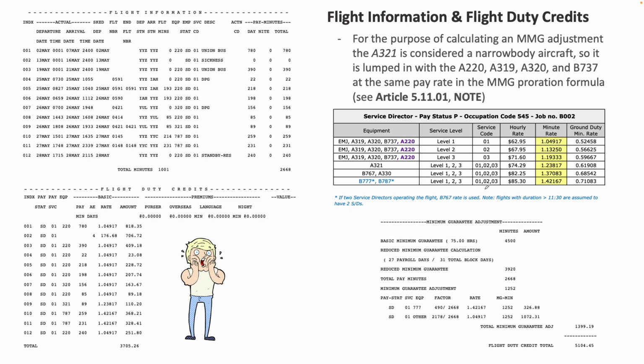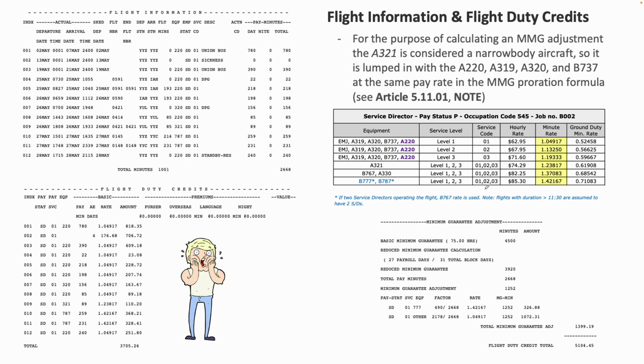So how do we calculate our minimum monthly guarantee as service directors when operating multiple aircraft types? For the purpose of calculating an adjustment to minimum monthly guarantee, the Airbus 321 is considered a narrow-body aircraft. That means it is lumped in at the same pay rate in the proration formula as the Airbus 220, 319, 320, and the Boeing 737.